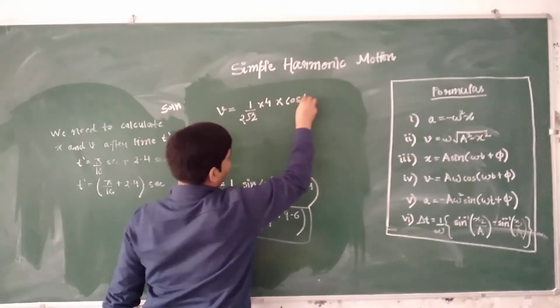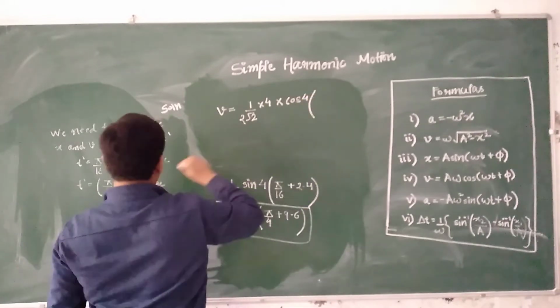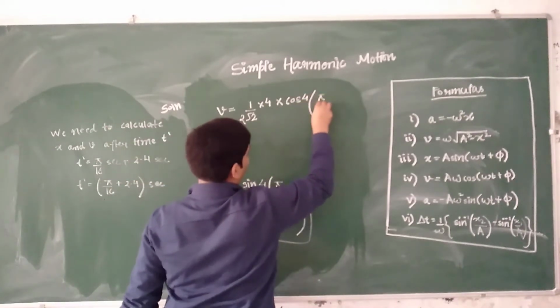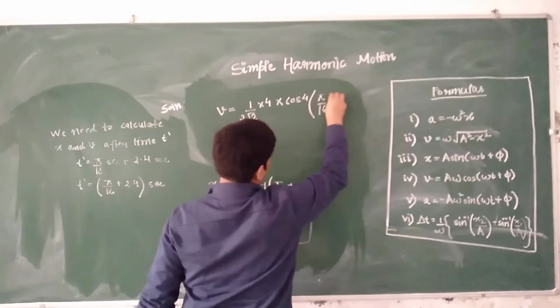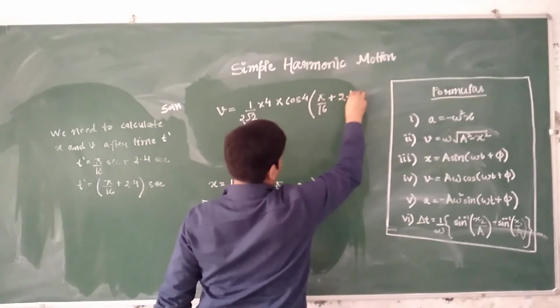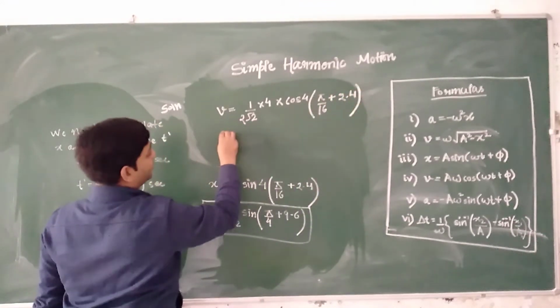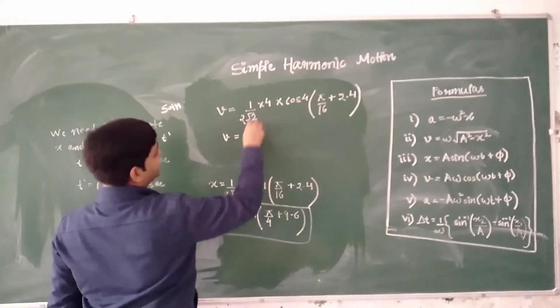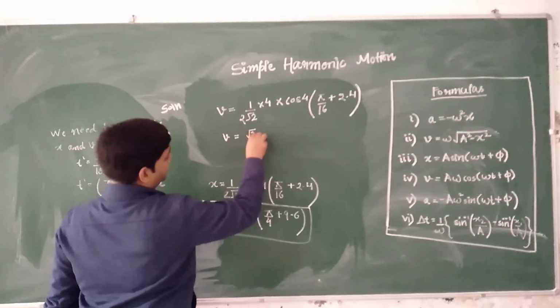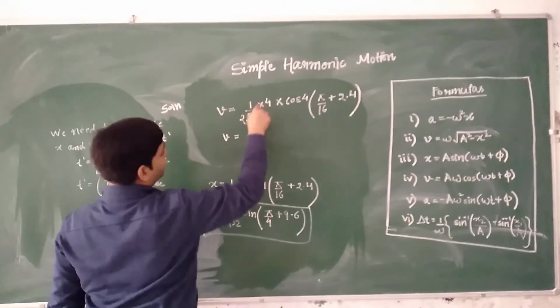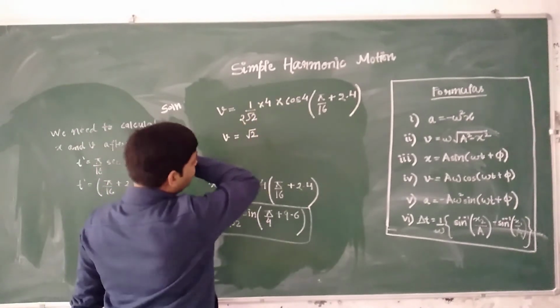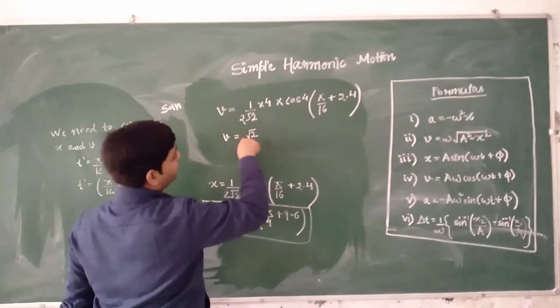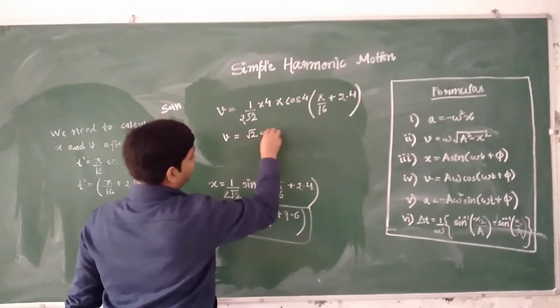So omega is again 4 and t is pi by 16 plus 2.4. So now if we solve this, the velocity of the particle comes out to be reduced to 2 root 2. 2 2s are 4 and then root 2 into 2 will be divided. 2 divided by root 2 will be root 2. I hope you can do that.